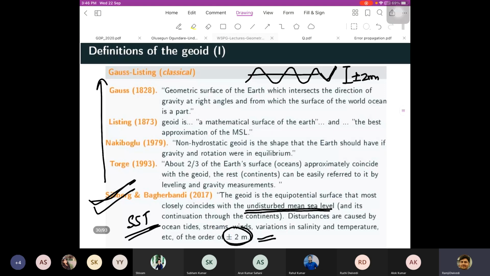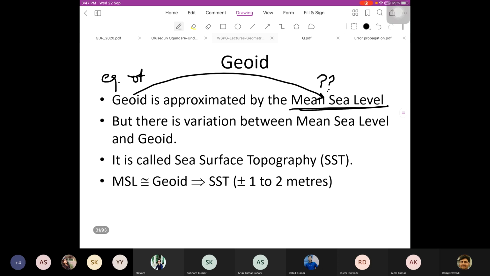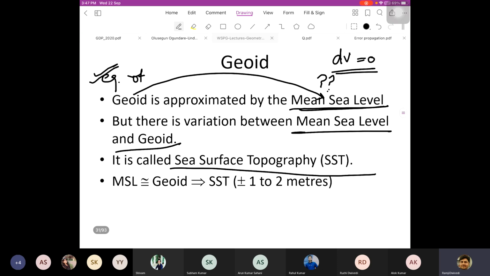We'll explain through one more figure. So geoid is approximated by mean sea level. Obviously, this is approximated by mean sea level. Why? Because mean sea level is the way by which you are realizing the geoid. The definition of geoid is equipotential surface, that dV should be zero. Equipotential surface having equal potential. So when you have the definition as equipotential, in order to achieve it, you realize it by mean sea level. But there is a variation between mean sea level and geoid, which we call sea surface topography. This difference between mean sea level and geoid is called sea surface topography, which is of the order of plus minus 1 to 2 meters.